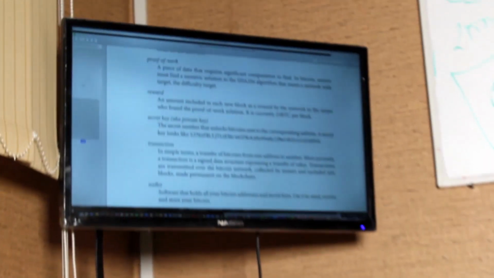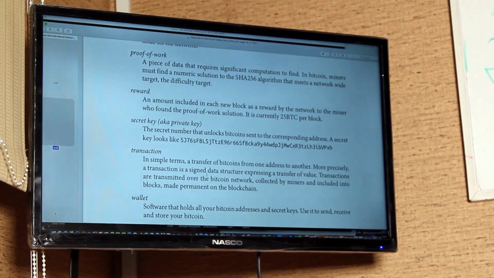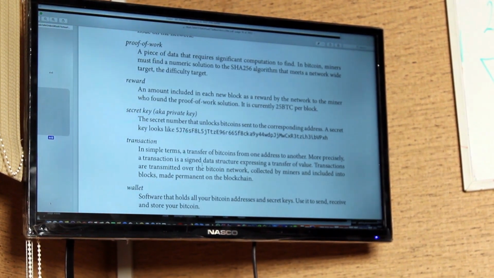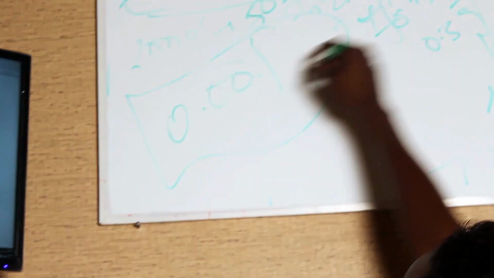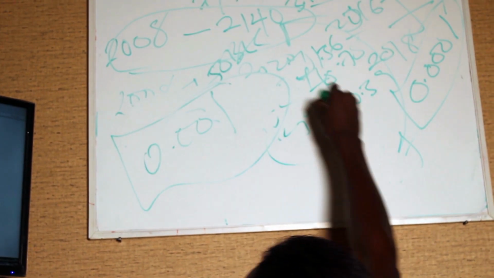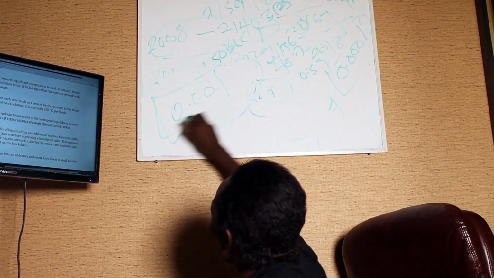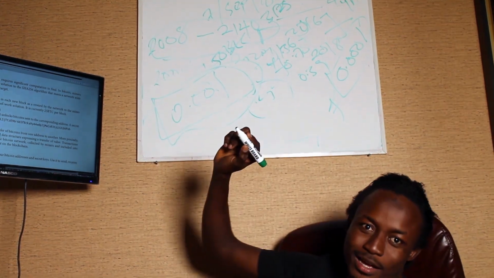And we have something we call a reward. A reward is an amount included in each new block as a reward by the network to the miner who found the proof of work solution. And that is what I was just explaining, from the 50 to the 25 to the whatever. And I just made a reference that it will get to a time when this reward might even be this low, and economically, the price of Bitcoin wouldn't be this low as you are seeing.